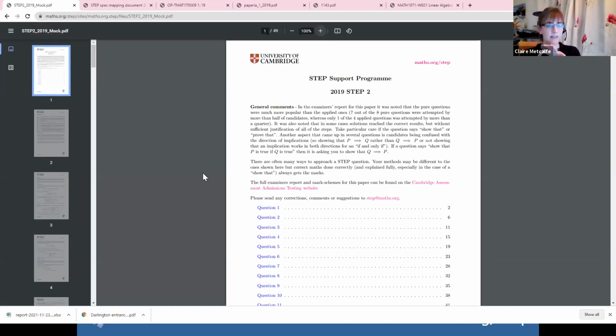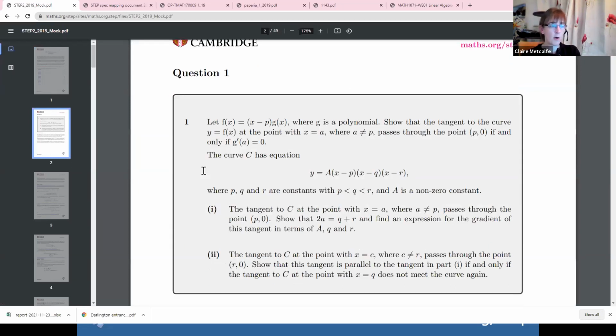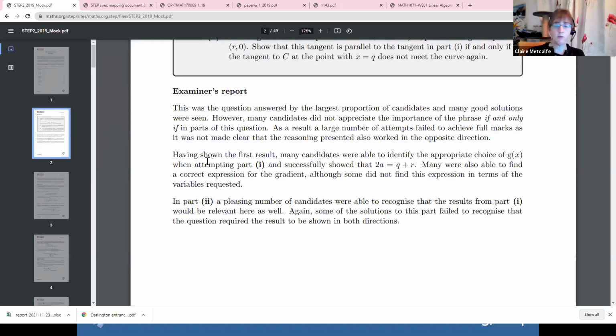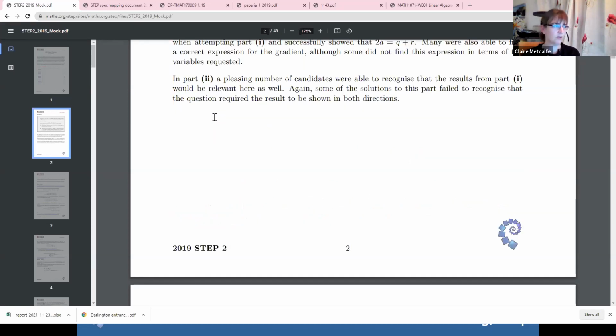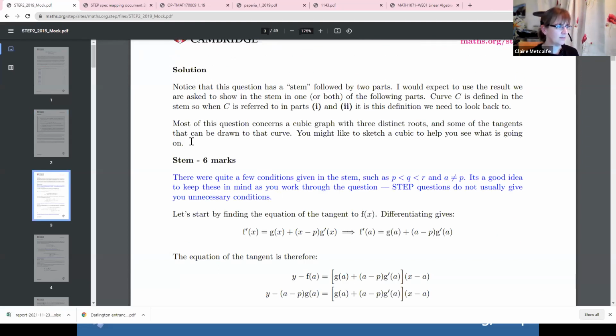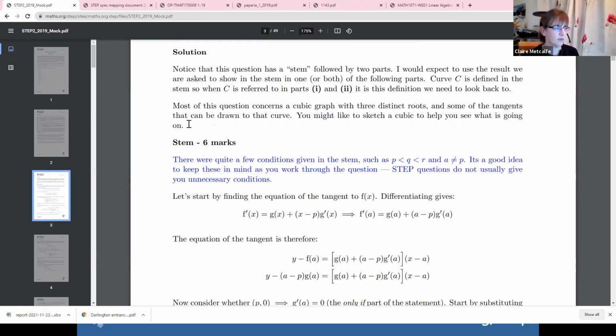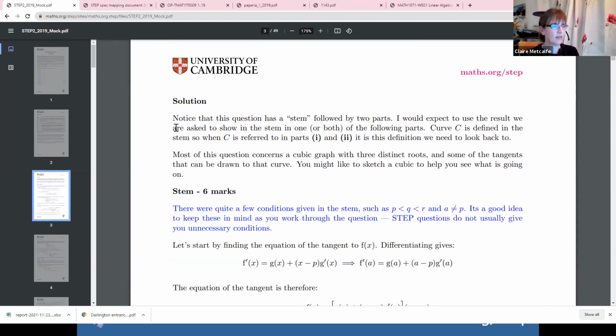So for each one, there's the question. I've copied and pasted the examiner's report in because I find that students don't tend to go and look at examiner's reports unless they're there for them. And then there is quite a long solution. For some reason, for this one, there's marks allocated. I don't think I've done that with the later ones. So that there are things which tell you how you might approach it, what you should be thinking about, and there's blue comments which are separate to the rest of the solution.